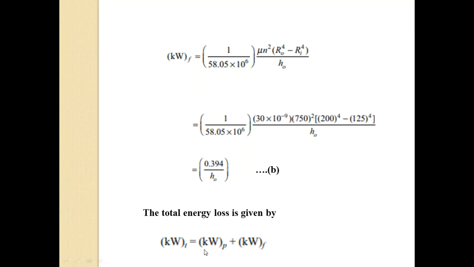Now we have the values of Kw of P and Kw of F, that is equation number A and equation number B. So put them as they are here. Now this Kw of T is equal to Cl into 1131.6 into H naught cube, that is Kw of P, plus 0.394 divided by H naught, this is Kw of F. So this is the total energy losses, equation number C. Again, we got the total energy losses in terms of H naught.